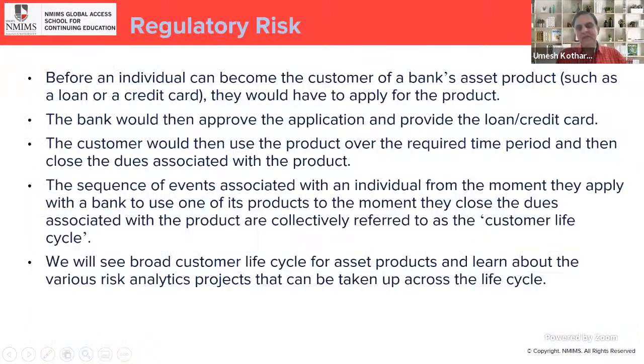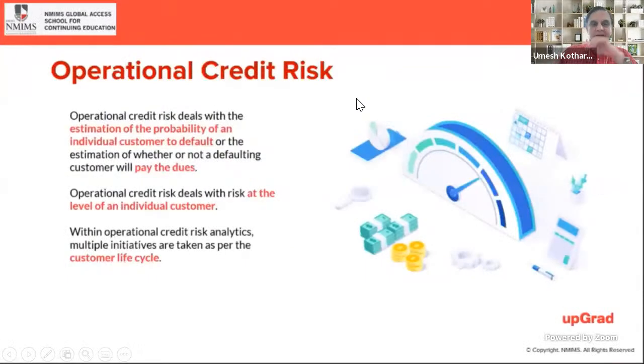In our last session, we were talked about different types of risks, and we said risk needs to be looked at the portfolio level, as well as at the customer level or micro level, to see whether an individual customer poses a risk or not. Operational credit risk is at the customer or individual level, whereas the regulatory risk is at the portfolio level.